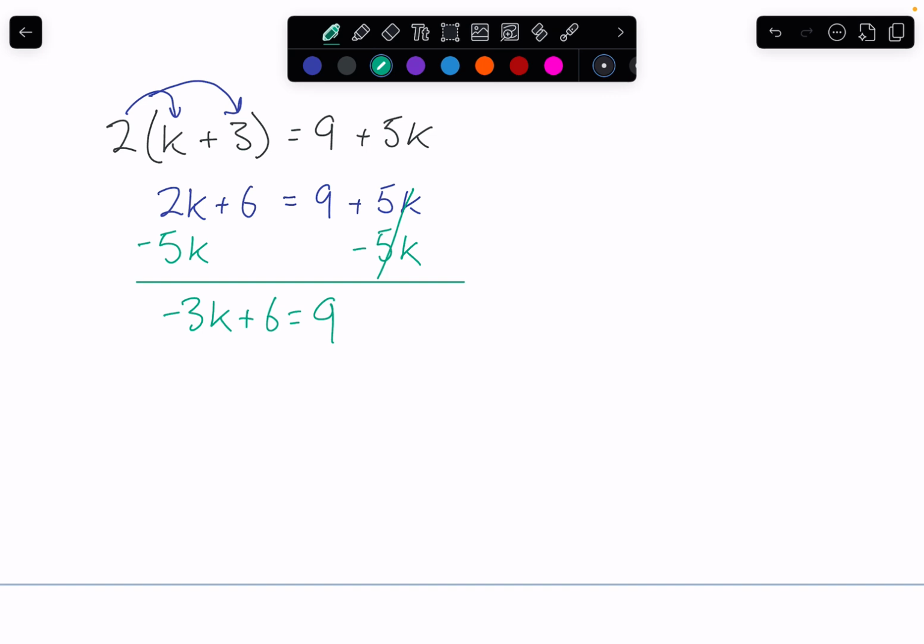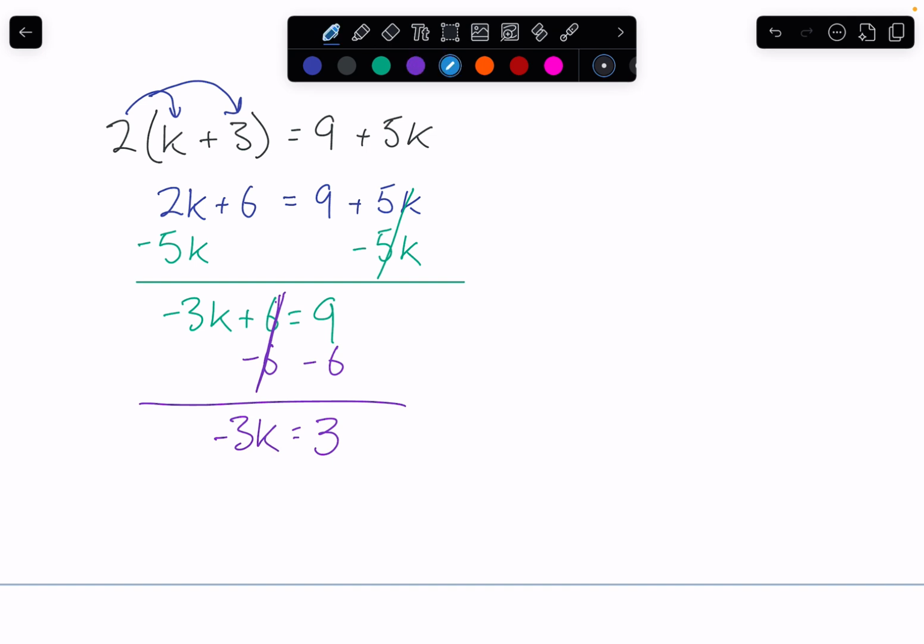We're almost there. From here, we just need to get all the terms containing k on one side, everything else on the other side. So the only thing left is we have the negative 3k on one side, we need to deal with the positive 6. So the opposite of positive 6 is a negative 6. Make sure we do that on both sides. If we have 9 minus 6, we have 3. Positive 6 minus 6, well, that's just 0. We're left with a negative 3k.